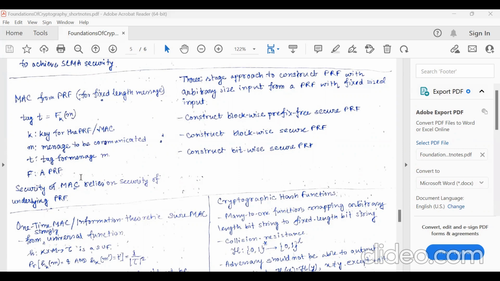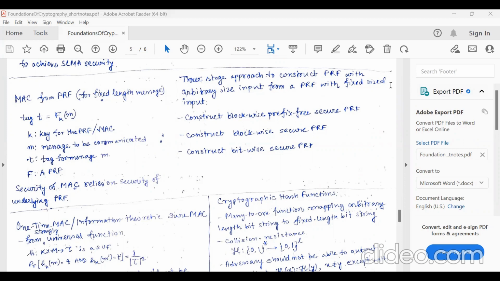Okay, then the security of MAC relies directly on the security of the underlying PRF. For the MAC, for tag generation of variable length messages from a PRF, you have a three-stage approach to construct a PRF with arbitrary size input from a PRF with fixed size input. If you are able to construct such a PRF, then your MAC algorithm will also run accordingly for variable length messages.